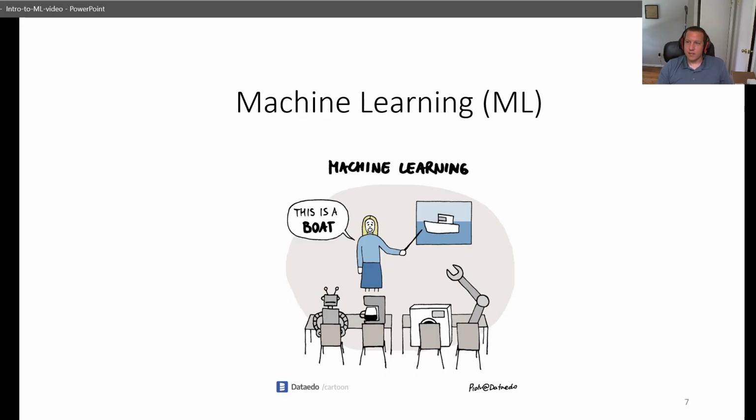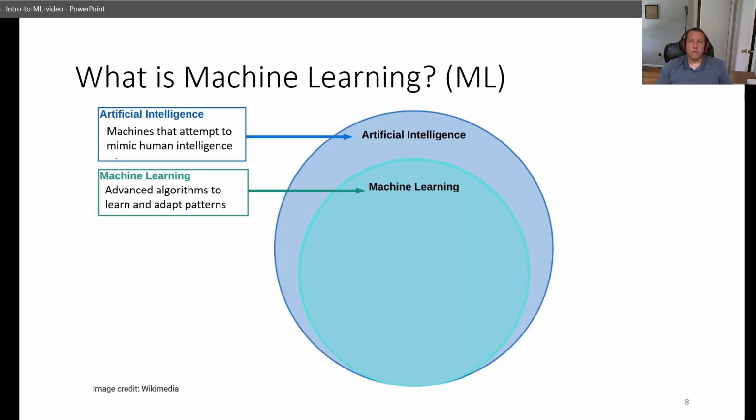Here is a funny comic of a human teaching the machine learning programs what a boat is. If we attempt to define AI/ML in simple terms, where artificial intelligence is defined as machines that attempt to mimic human intelligence, then we can define machine learning as advanced algorithms that learn and adapt patterns in that first iteration of trying to mimic human intelligence.